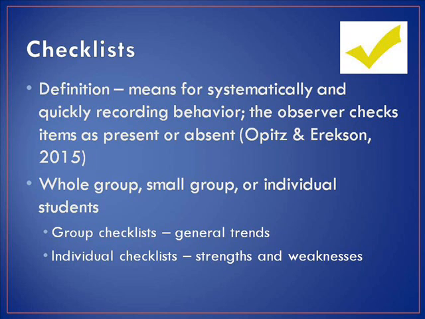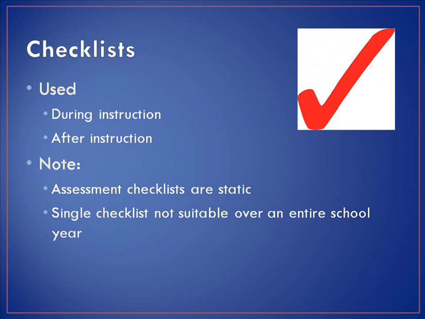Group checklists can be used to find general trends among a whole class or small group of learners. Individual checklists are useful in assessing the strengths and weaknesses of an individual student only. Individual checklists may provide the teacher with a complete profile of a student. Regardless of whether a group or individual checklist is used, it should contain an itemized list of behaviors in a domain of reading, a space for dates, and a space for special notes.